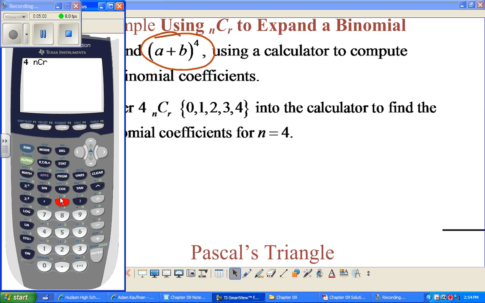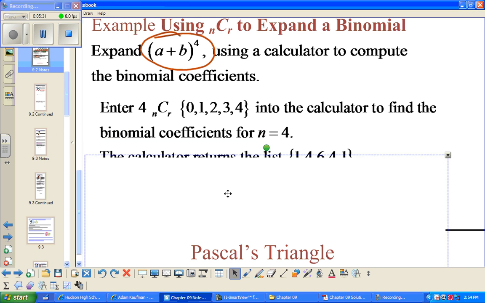By doing second parenthesis, and then I type in 0, comma, 1, comma, 2, comma, 3, comma, 4. Then I close that bracket again, press enter, and there it gives me all the answers for 4 choose 0, 4 choose 1, 4 choose 2, 4 choose 3, and 4 choose 4. You got all those answers all at once. 1, 4, 6, 4, 1.